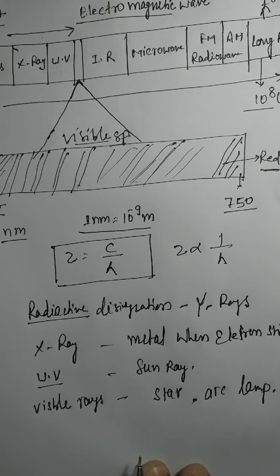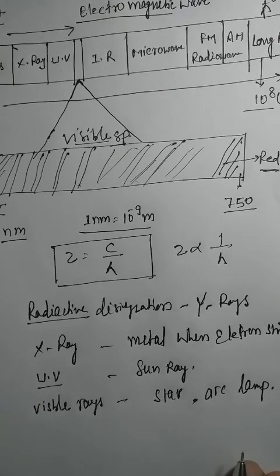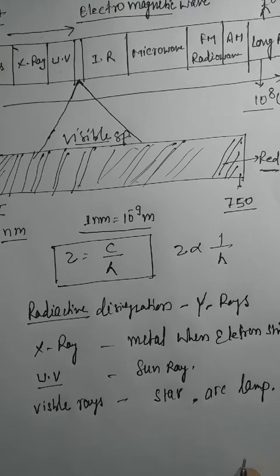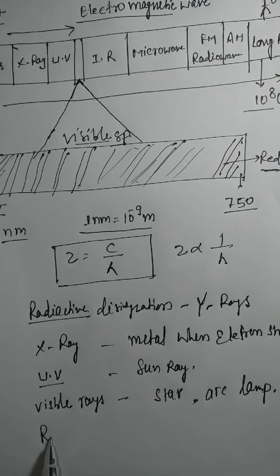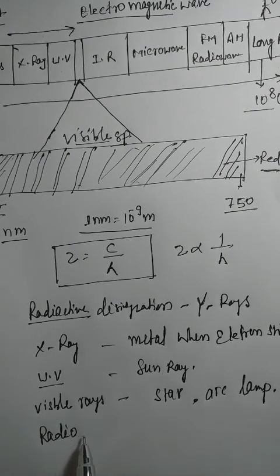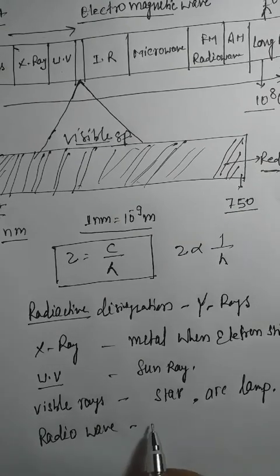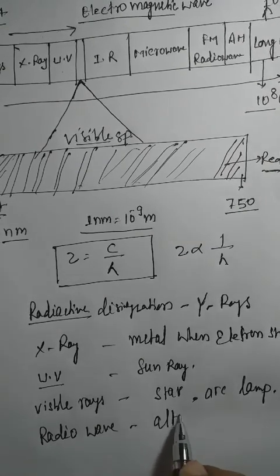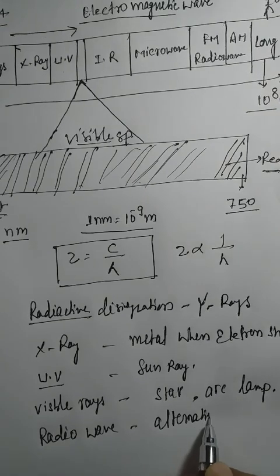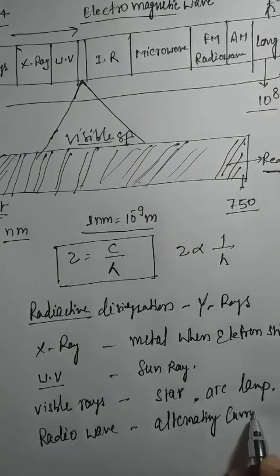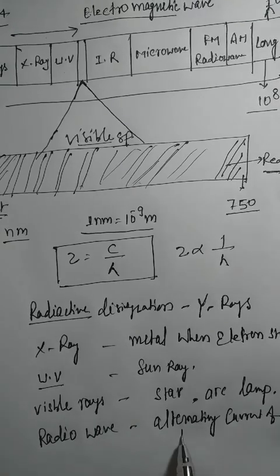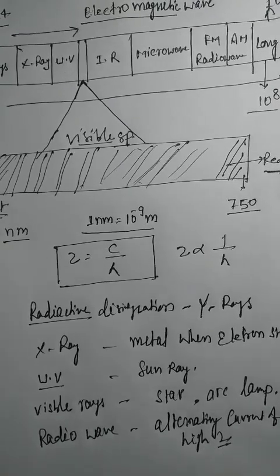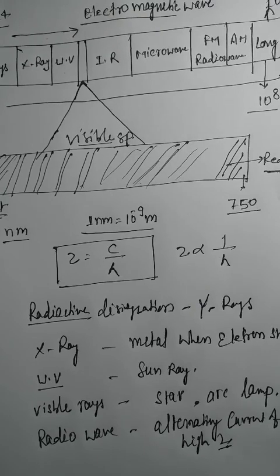Next is radio wave, produced by alternating current of high frequency. Questions sometimes come from this area. So memorize this: the radio wave generation source is alternating current of high frequency. Memorize this.